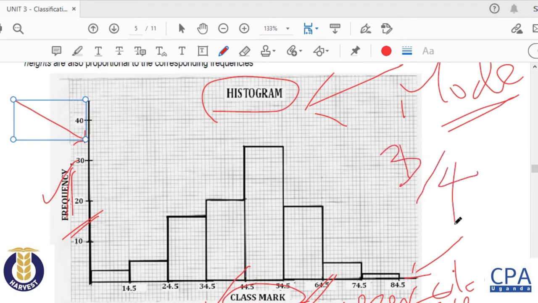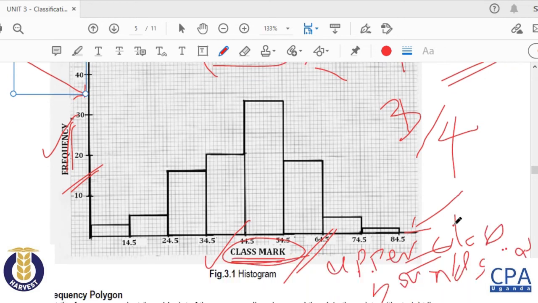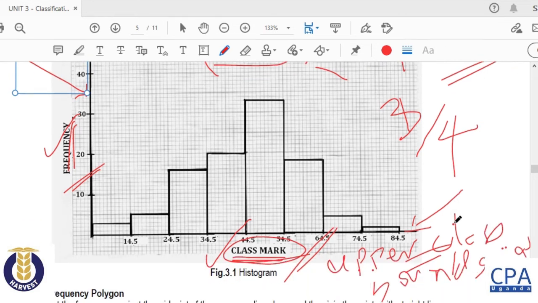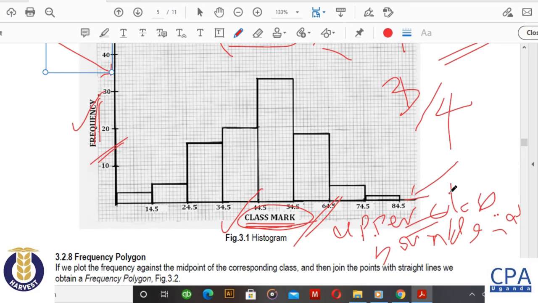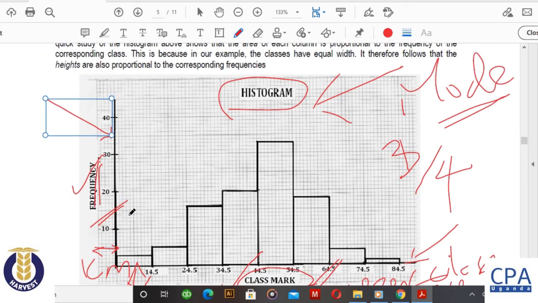Okay, it should cover 3/4 of the graph paper. 3/4 would ideally mean that you will leave only 1 centimeter from the boundary vertically and another 1 centimeter from the axis horizontally. In that way, your graph is going to be 3/4 of the graph paper. It is a rule of the game. The histogram must cover 3/4 of the graph paper.